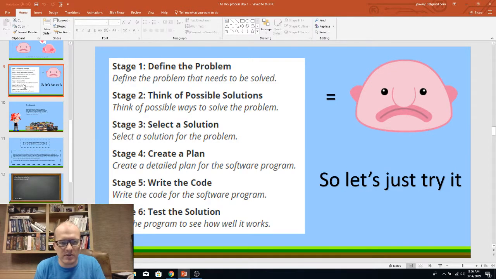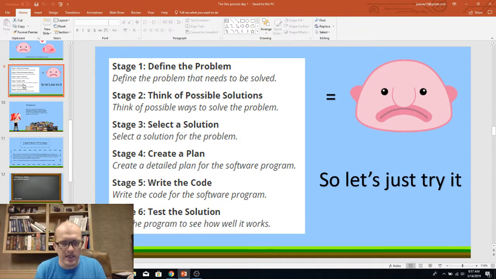Stage two, think of possible solutions. So you have your problem. Now let's think about how we can solve it. And in computer science in particular, this is kind of where we start to think about, okay, what's our algorithm going to look like? What steps are we going to follow in order to complete this, or to fix this issue?